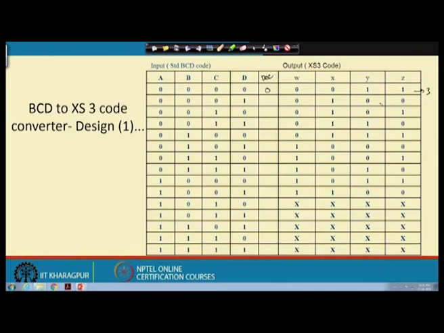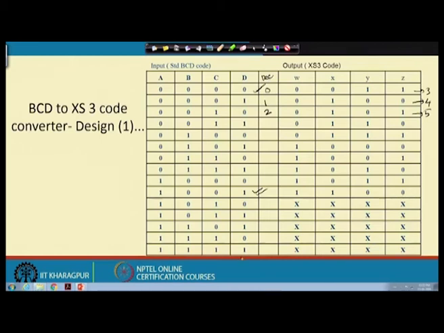Similarly, this is 0 1 0 0, that is 4. To get the actual decimal value, I have to do 4 minus 3, that is 1. Similarly, 1 0 1 is 5, so 5 minus 3 is 2. So, XS3 code means it has an excess of 3 over the value. If I am talking about BCD to XS3 conversion, then BCD goes from 0 to 9. So, this is my 0, and we have 9 here, 1 0 0 1. 9 will be converted to 12, that is 9 plus 3, 12. So, this is the XS3 representation of 9.